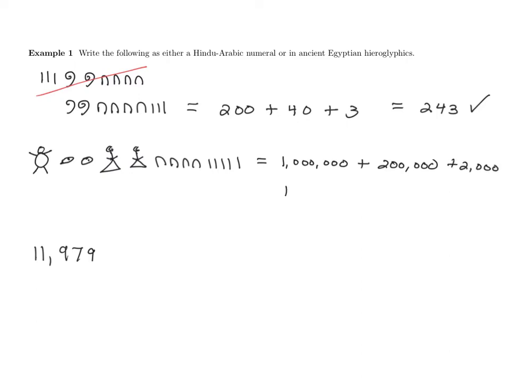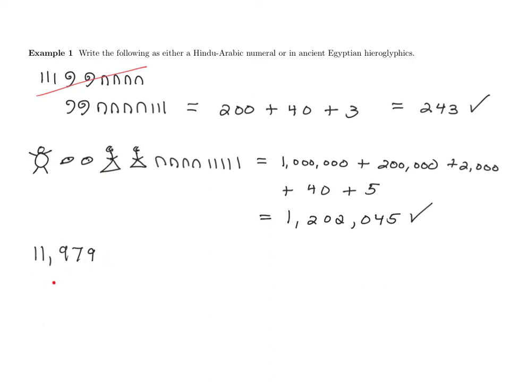I'm running out of space, so I'll continue it down here. Each of these are 10, and there are 4 of them, so that is 40. And then, let's see, we have 5 of these, and each one is 1, so that's a total of 5. If we combine this into a single Hindu Arabic numeral, that will be 1,202,045.